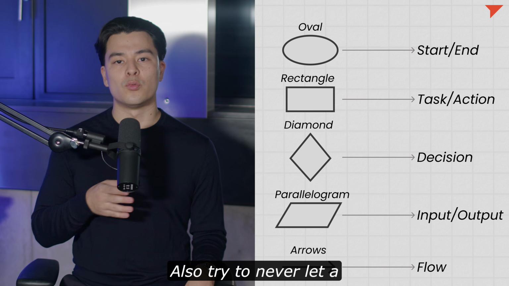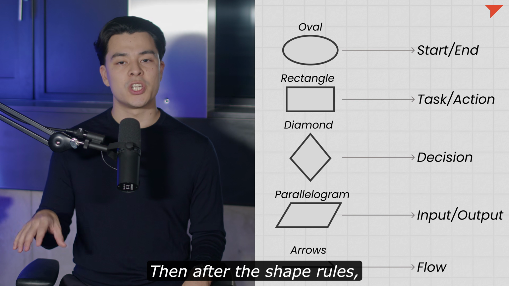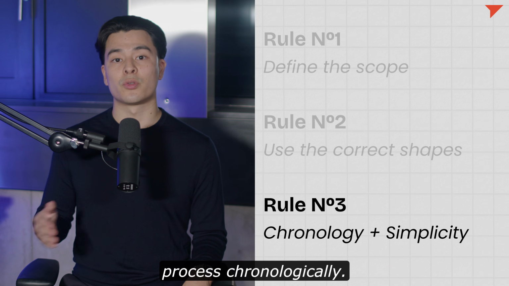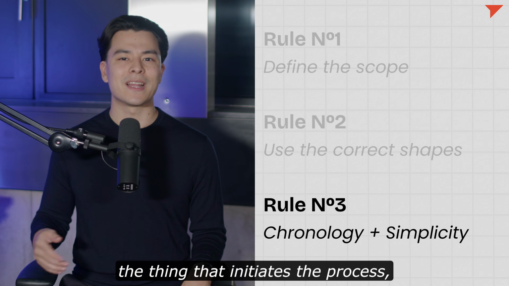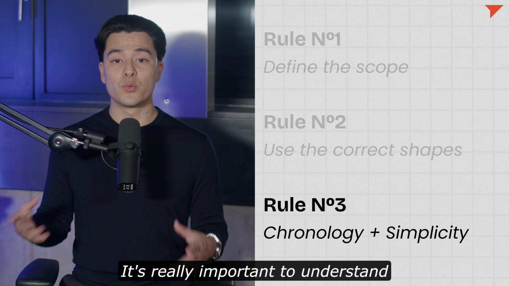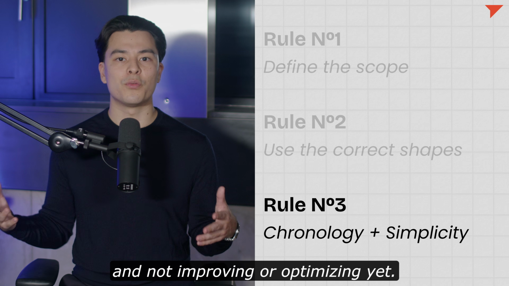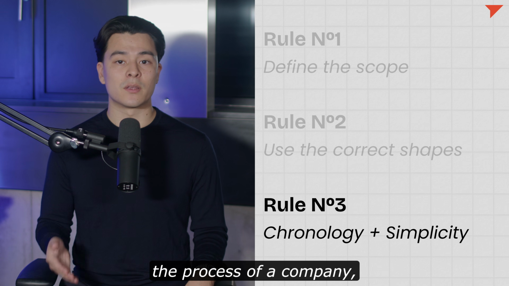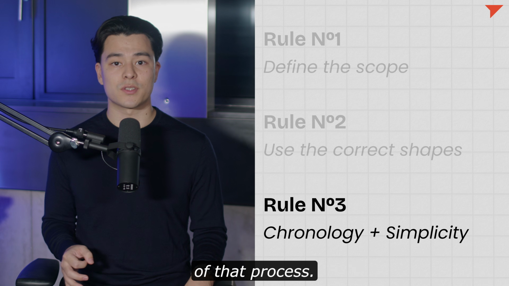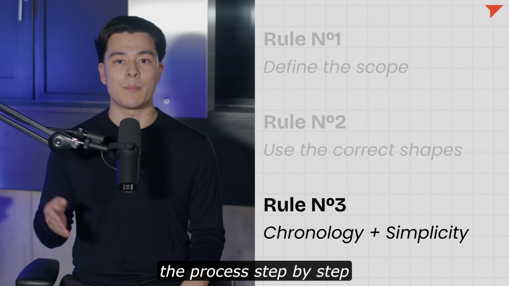Also, try to never let arrows cross if possible, because once again, the goal of this is to have clarity. Then, after the shape rules, there are some things that you also need to do correctly. One being to map the process chronologically. So you start with the trigger, the thing that initiates the process, and then ask yourself what happens immediately after. It's really important to understand that process mapping is about documenting reality and not improving or optimizing yet. So when you're mapping the process of a company, do it chronologically and write every single step of that process. You're mapping what is, not what should be, and then simply map the process step by step until you reach the end.